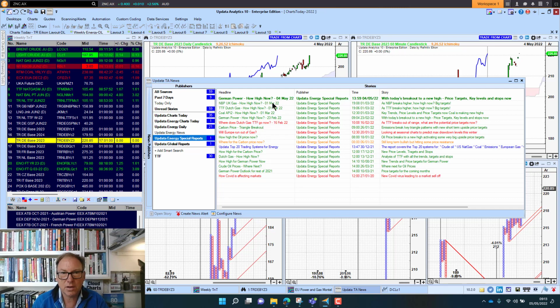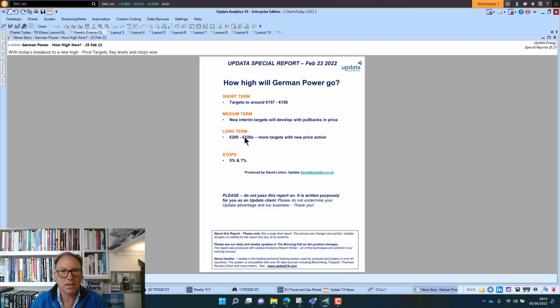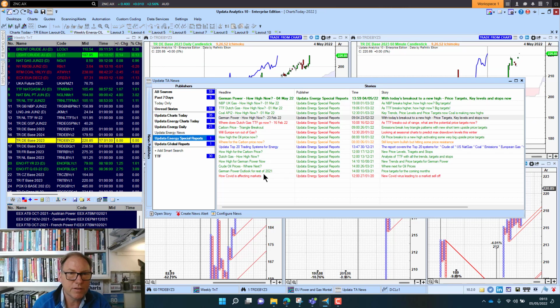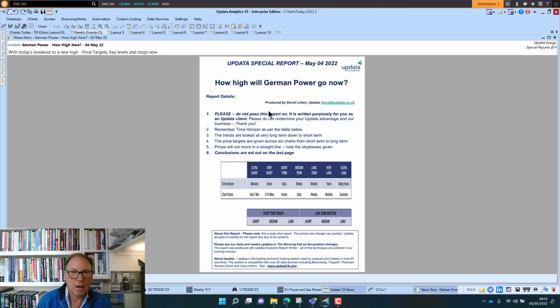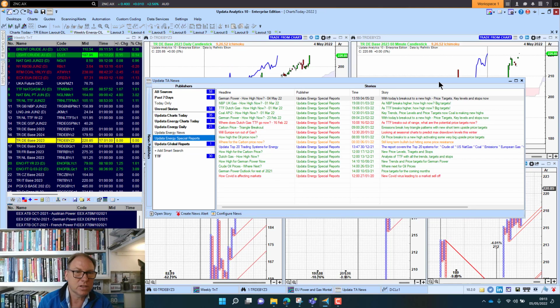This was the one on 23rd where we gave the report title target of 230, 220. Those targets actually met in the report, so you go right to the end here. Targets 220, 200 to 220 euros. We hit 220 yesterday, and that was when it was at 152. Now we've got a new German power report out with all the trends and targets on the last page, so take a look at that in your systems if you're on Enterprise.